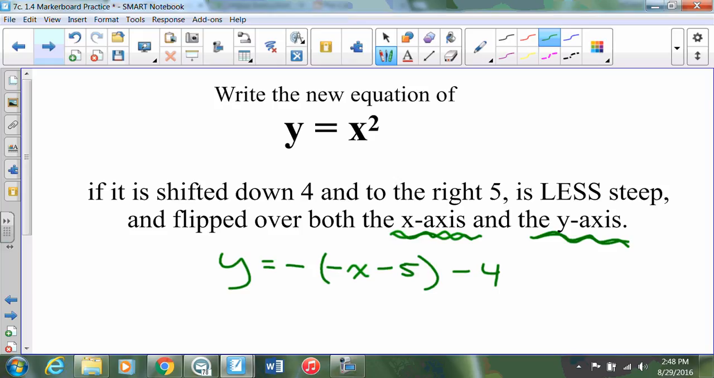Okay, so I need to squeeze a number in here, or I'm just going to move my negative a little bit further out. So less steep means I need to pick something that is in between 0 and 1, so I'll just pick a 0.5. So that it's less steep, it's wider than the parent function.